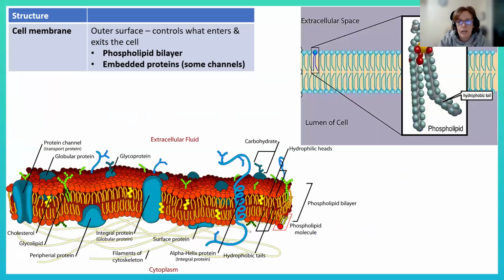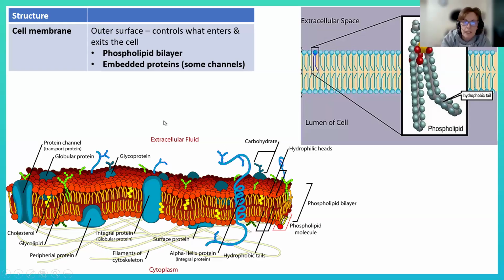you can see it's got what's called a hydrophilic head and a hydrophobic tail. So hydrophilic means it's water loving, hydrophobic means it's water hating. So the tail is hydrophobic and that points inwards. You can see it here, the orange bit of the phospholipid. It points inwards into the membrane.